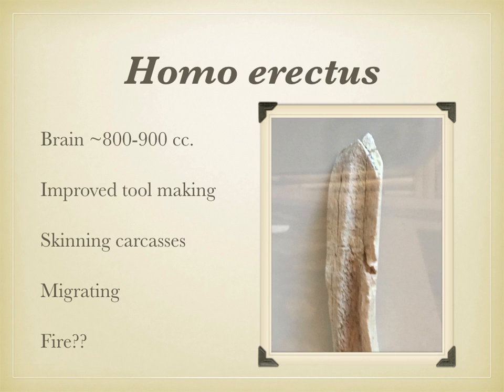Homo erectus, the brain size is increasing. It's now 800 to 900 cubic centimeters. Their tool-making abilities have improved, and there's evidence of even skinning carcasses. They may have used the skins for carrying things or even for wearing. We think that they were migrating and may have even begun to harness fire.